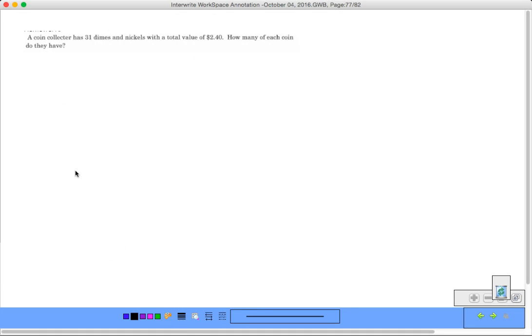Your job is to answer this question. It says a coin collector has 31 dimes and nickels that total $2.40. How many of each coin do we have? So this is just like the first one. Set up a table, write your two equations, and eliminate.